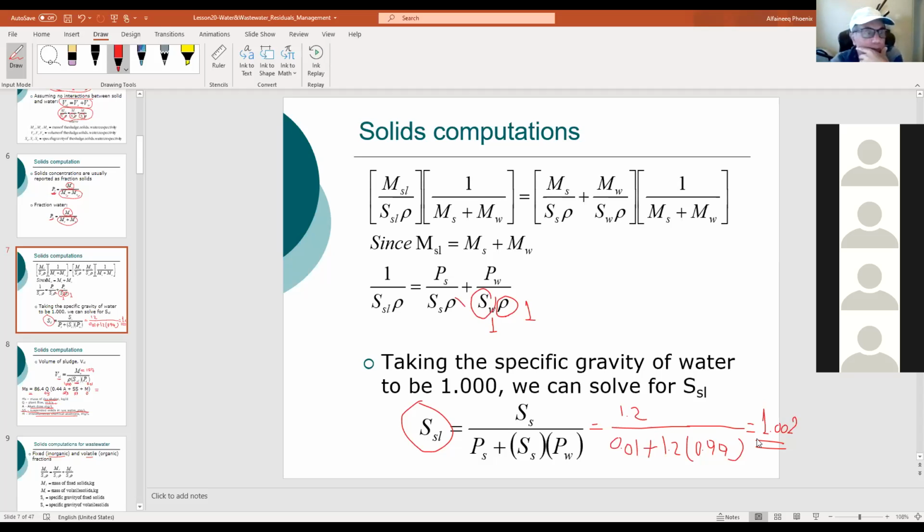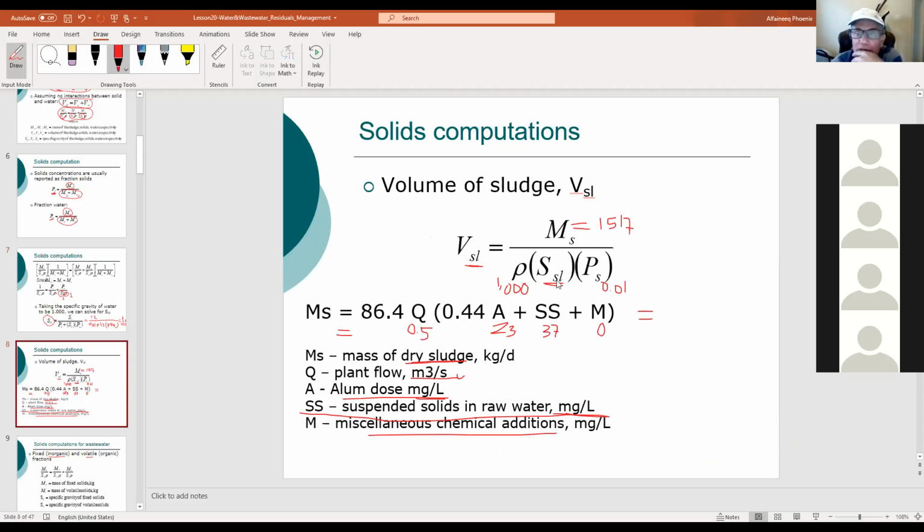Okay, let's take this number then back to the formula that we started with to calculate the volume of the suspended solid. Here, this is 1.002. Two zeros or one zero? Two zeros. All right, now go ahead and give me some number for the volume. I got 151.5. All right, 151, that's good enough. That's volume, meter cubed per day.